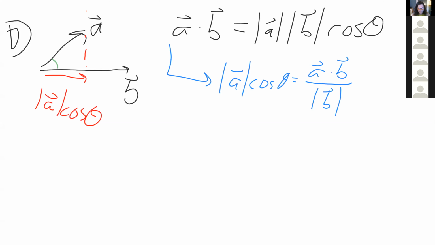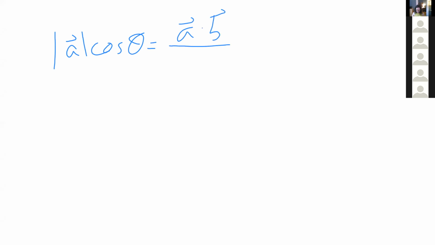Now, instead of having to do some complicated component-wise stuff, oh no. Whiteboard crashed. At the very least, let me put up what I just had, which is that the magnitude of A times cosine of theta is equal to A dot B over the magnitude of B.